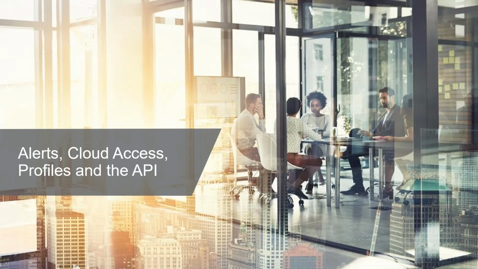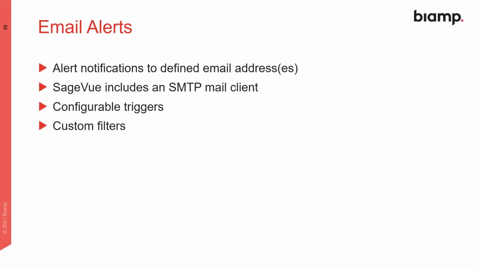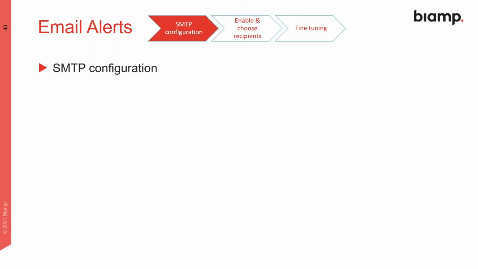And our last section here is going to cover a lot of things that involve SageVue getting information to the outside world, outside of that web GUI and in some ways remote access. We're going to start with email alerts. SageVue does have the ability to send out email alerts against faults or notifications that happen on devices. There are a couple of configuration steps that need to be done here. The first step is configuring the SMTP server.